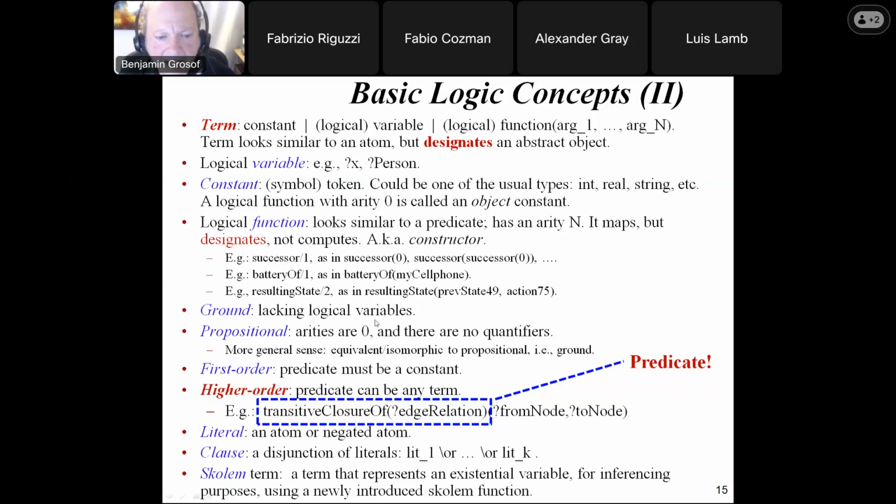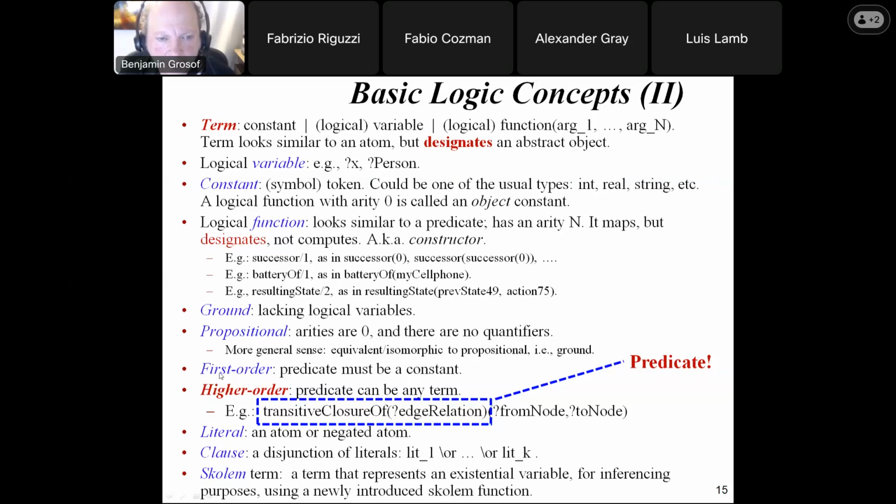Ground means lacking logical variables. Propositional means that arities are all 0 and there are no quantifiers. So the more general sense of propositional is something that is equivalent or isomorphic to propositional, that is ground. So sometimes propositional is used in the sense of ground. And that's a bit confusing, and that's why I'm calling it out explicitly here.